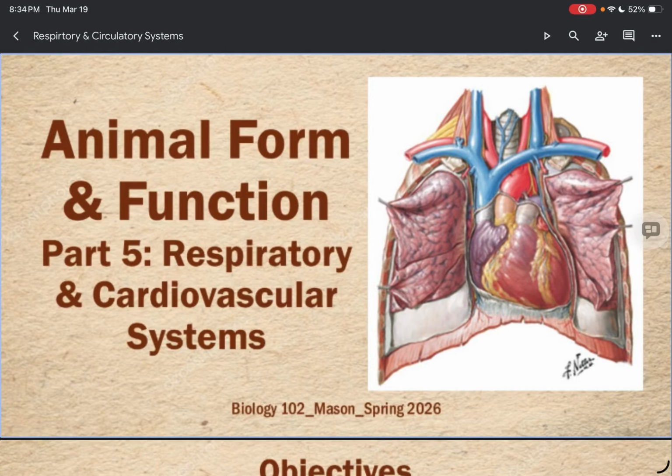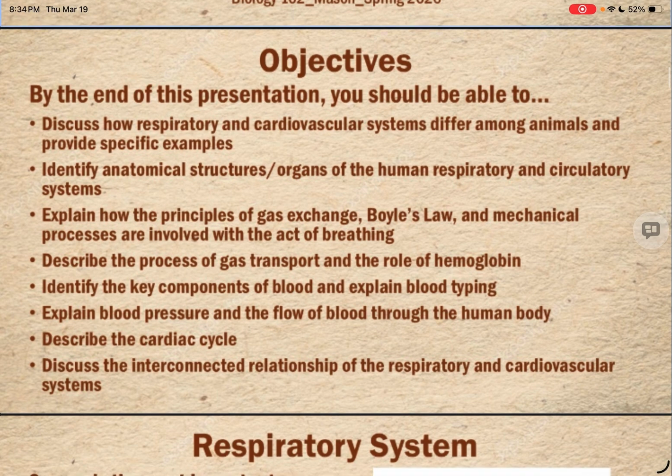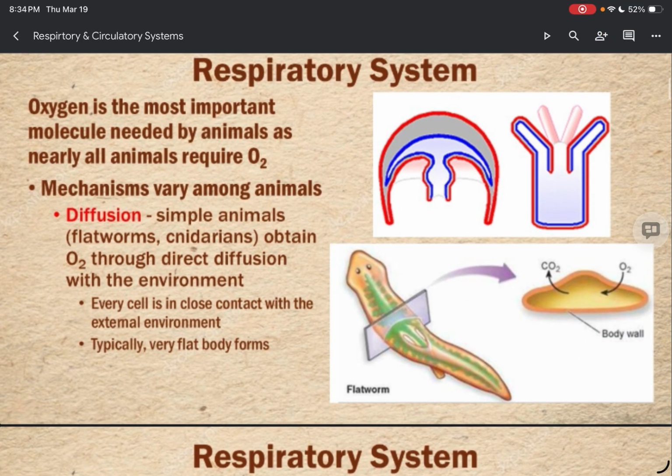We are back today with Animal Form and Function Part 5, Respiratory and Cardiovascular Systems. Go ahead and pause for our objectives. We're going to start off with our respiratory system.